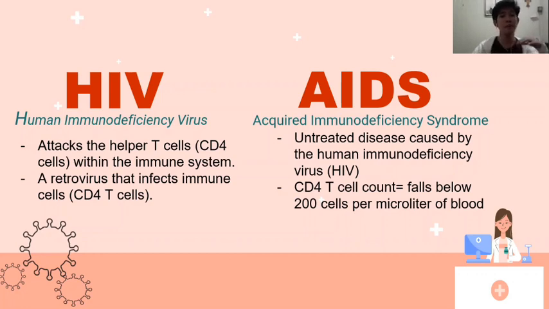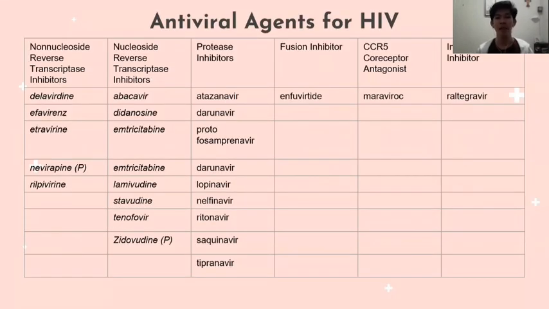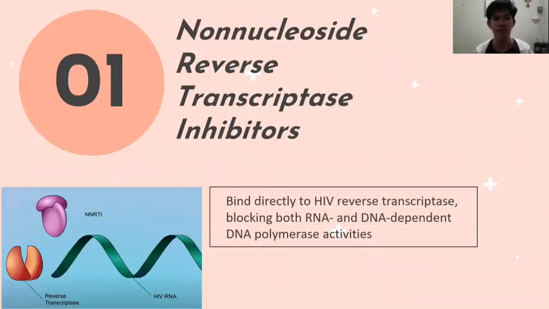And to prevent the progression of HIV to AIDS, we have these antiviral agents for HIV that differ in their mechanism of action. We have the non-nucleoside reverse transcriptase inhibitors, the nucleoside reverse transcriptase inhibitors, and so on. And under this mechanism of action, we have the different drugs under their category. First is the non-nucleoside reverse transcriptase inhibitors. It binds directly to HIV reverse transcriptase, blocking both RNA and DNA-dependent DNA polymerase activities.